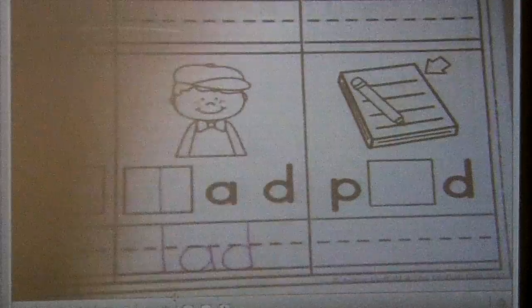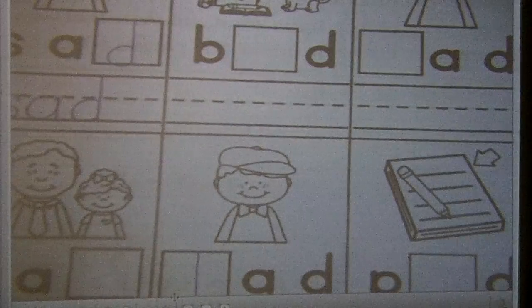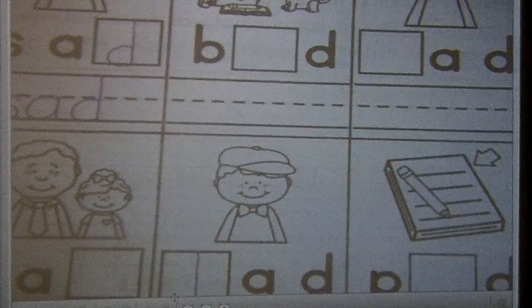So you will complete the rest of this sheet on your own. You can go ahead and hit pause now, so press the pause button, and when you have completed this sheet, you can come back and I will walk you through the next sheet in your packet.